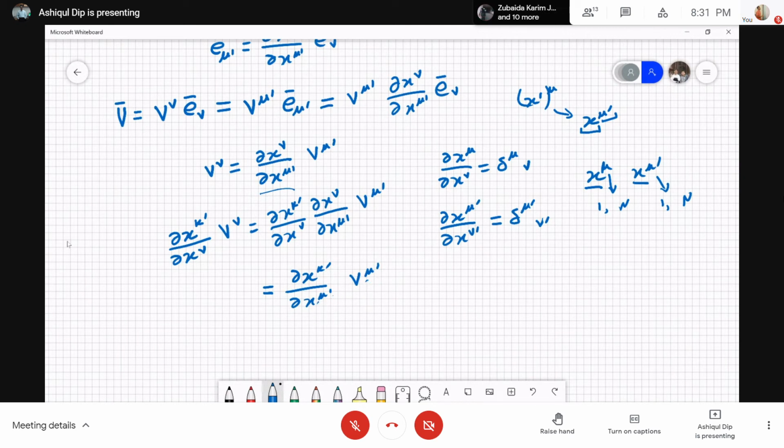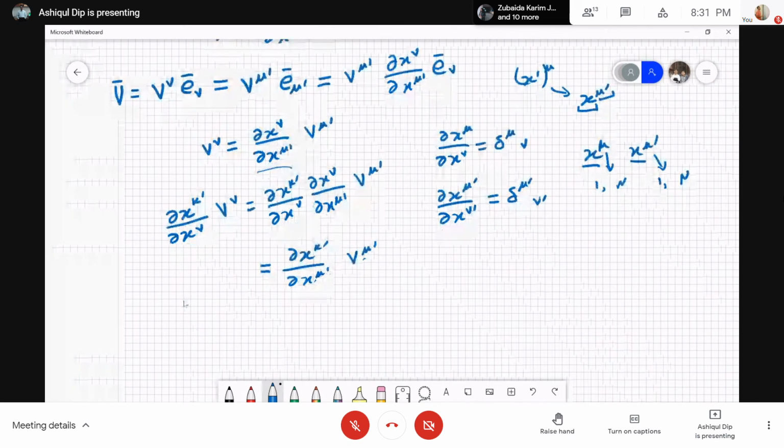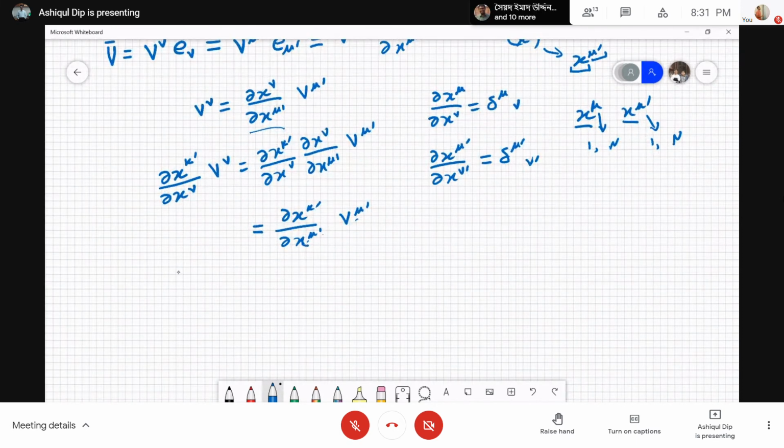Okay, so now this ∂x^κ′ over ∂x^μ′, what's that? Those should be Kronecker delta, because when you differentiate the same coordinate with respect to itself, it's 1, and when you do it with any other one, it will be 0, because those are totally independent. So it will be δ^κ′_μ′ V^μ′.